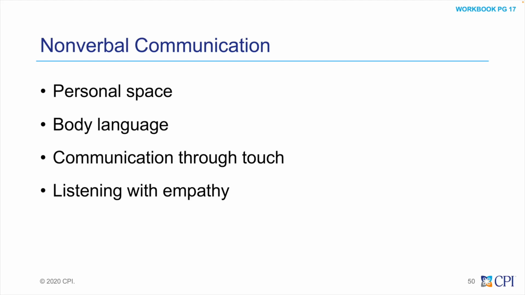And so nonverbal communication, now we're talking about personal space. We're talking about body language, communication through touch, and listening with empathy. How are we approaching somebody through their personal space? What body language are we conveying? Are we arching forward? Are we leaning back? Are we approaching them with our shoulders squared? Are we approaching them from the side?